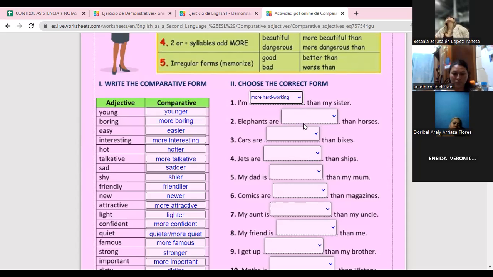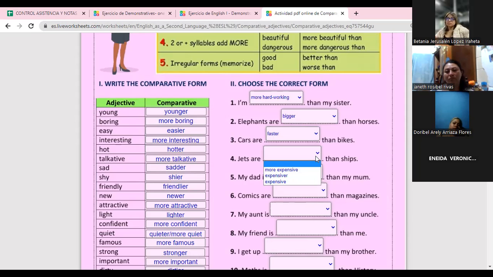Soy más trabajadora que trabajador. Elephants are more big. Bigger with double G or bigger with one? Bigger. Elephants are bigger than horses. Cars are more faster or faster than bikes? Faster. With double T or with one T? One T. Only one. Why? Because this is consonant, vowel, consonant, consonant. So we don't need to add another.